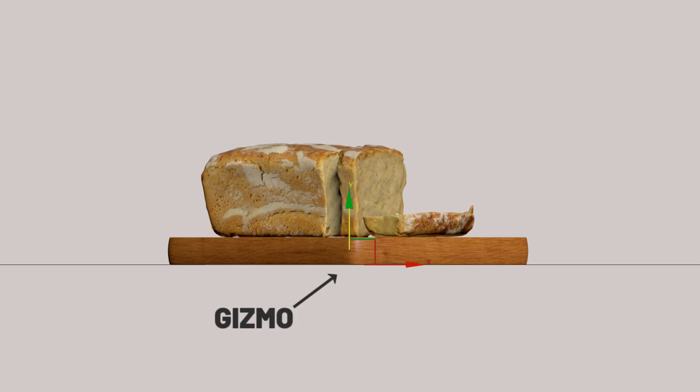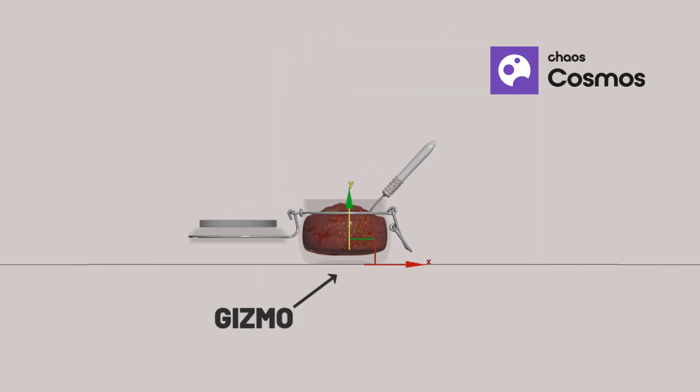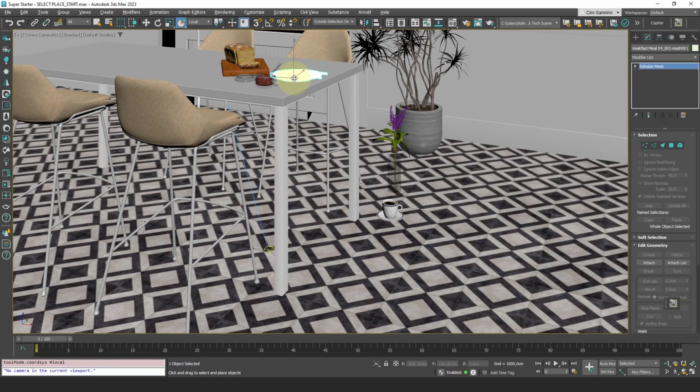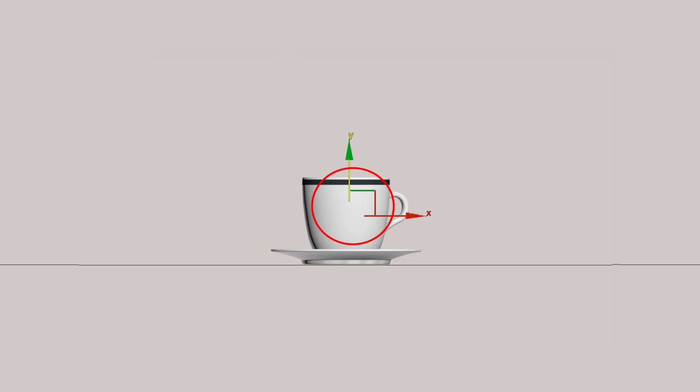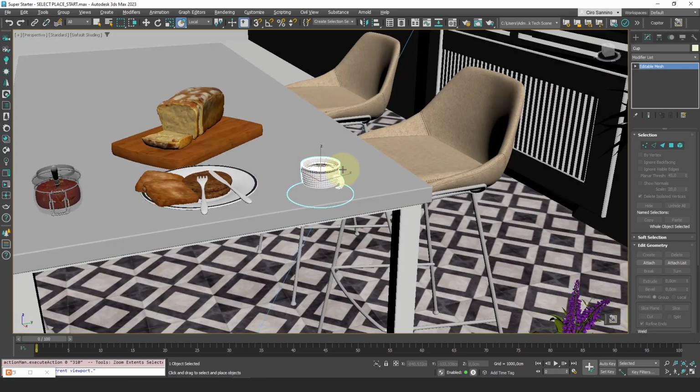This is the primary reason for such precise alignment. Indeed, all Cosmos models, as you can see, have the gizmo correctly aligned with the base, which is why this tool works perfectly by default. It should be noted, however, that sometimes models do have the gizmo elsewhere, and this would require additional adjustments.